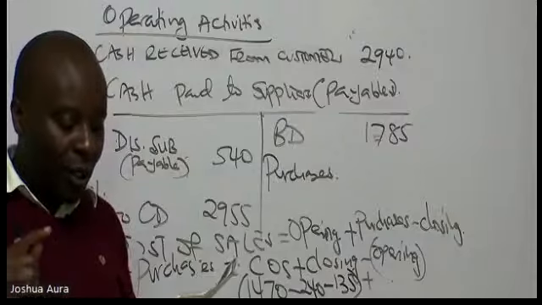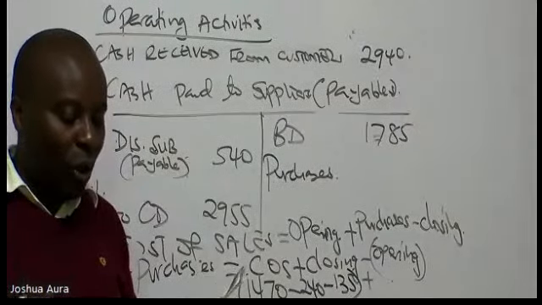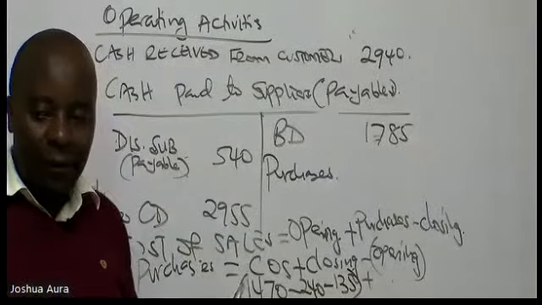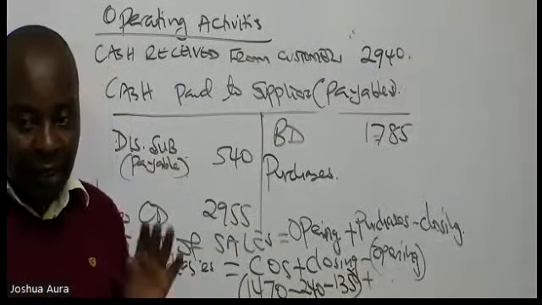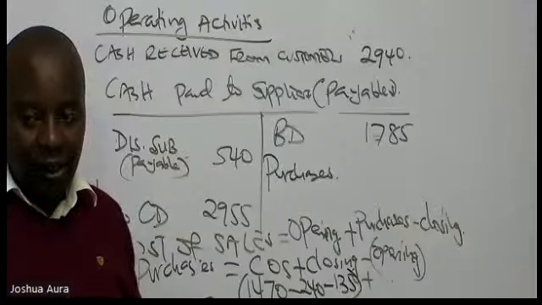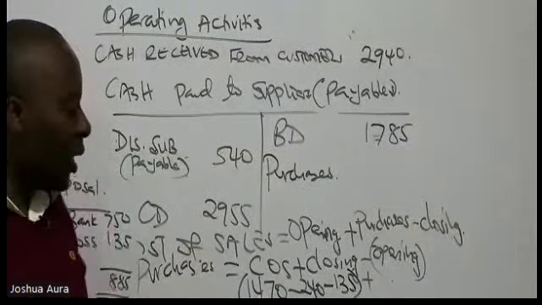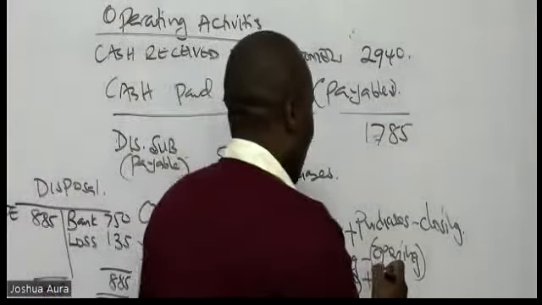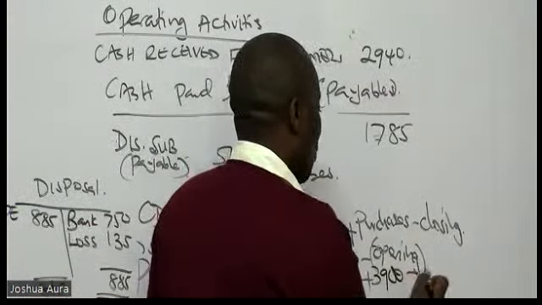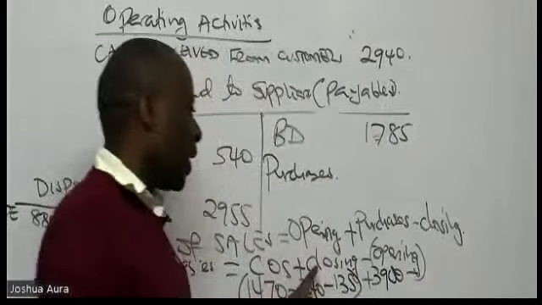Is there somebody who can see the closing inventory in this question really? They're telling me it's 3,900. It's only one student who has answered that. The closing inventory is 3,900. So please, you can write this in full so you avoid confusion.